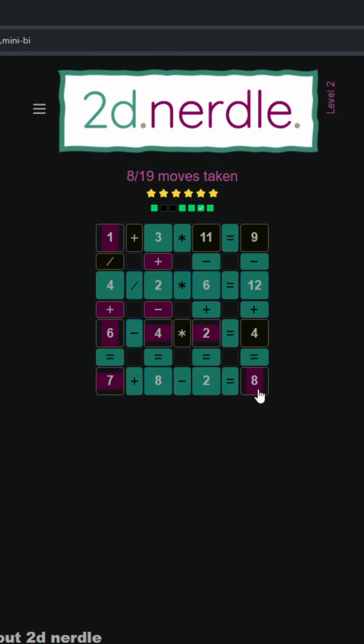If 8 is in the right column, it can either be this 4 or 9.